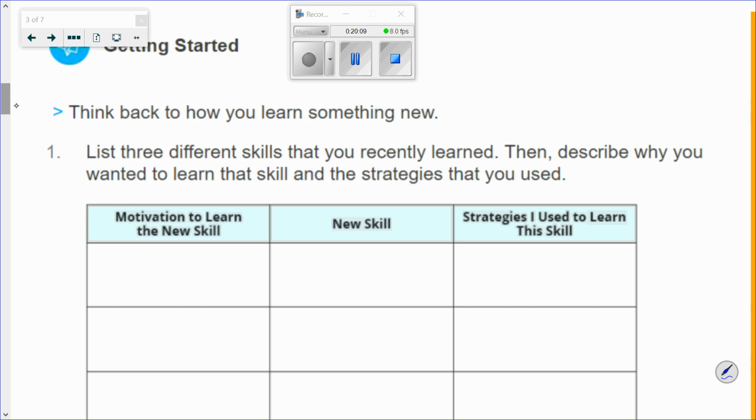And then strategies I learned to use the skill. So again, reflect on all three of these. I'll give you guys 5 minutes. So think of some, I would probably, personally, start in the middle. What new skills do you think you have? What was your motivation? And then what strategy did you use to do it? So go ahead.